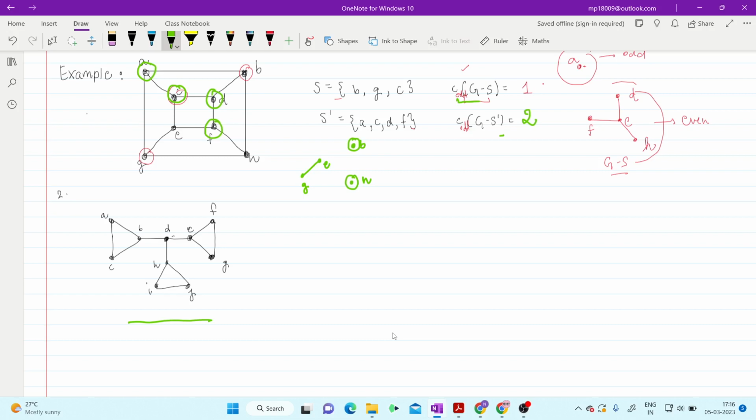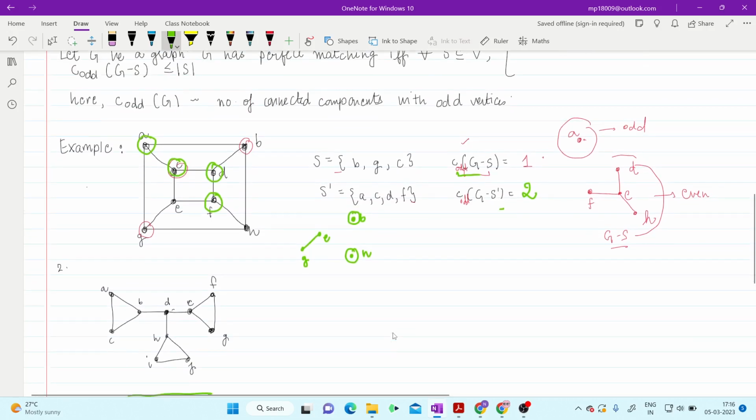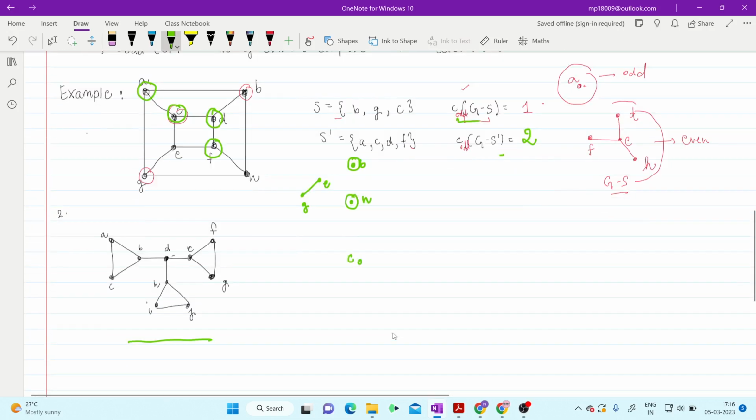So we had the Tutte criteria. The Tutte criteria says that for all S, we should have c_odd(G − S), the number of odd connected components after removing those vertices, less than or equal to the order of S. And today's theorem is saying that if this condition is not satisfied for at least one set S, then that graph won't have a perfect matching.